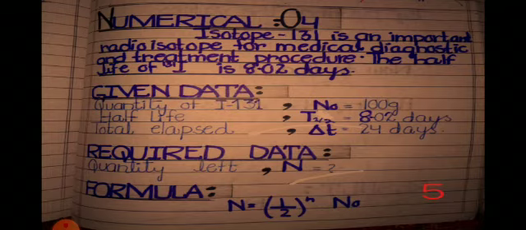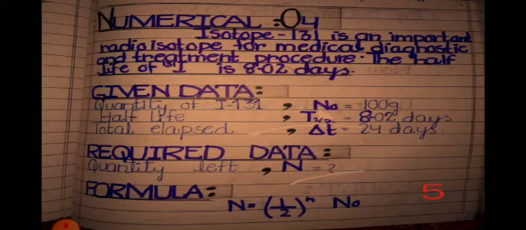Half-life of iodine 131 is given to us, T half is equal to 8.02 days. And total elapsed time delta T is also given to us, that is 24 days. Here we are going to find out the quantity left, which is represented by capital N, and the formula is too simple: N is equal to (1 divided by 2) power n, times N naught.